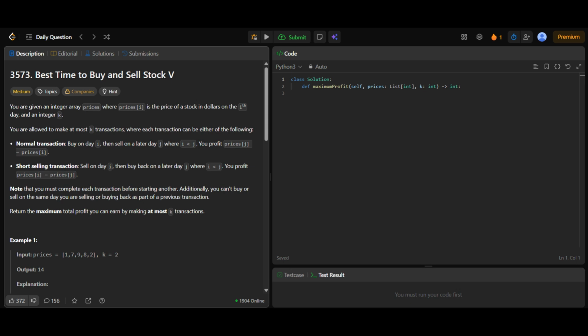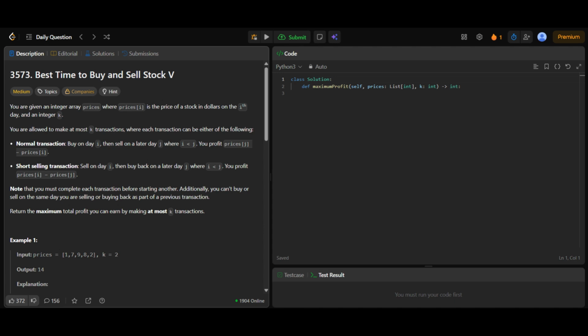Today's problem is LeetCode 3573, Best Time to Buy and Sell Stock V. You are given an integer array called prices, where prices[i] represents the price of a stock in dollars on the ith day, along with an integer k. You are allowed to make at most k transactions. Each transaction can be one of two types.